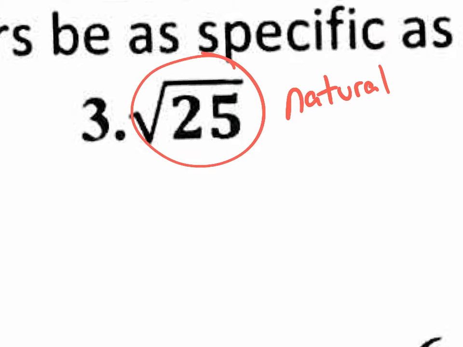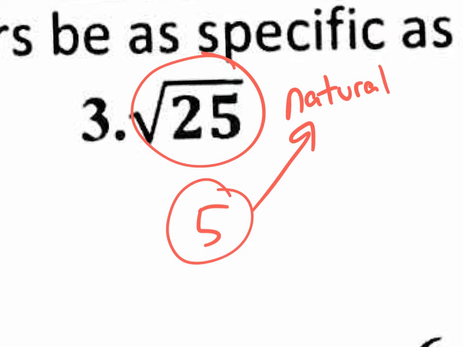What is the answer to the square root of 25? 5. So the number 5, what is that? That's a nice natural number. You learned how to count all the way to 5 when you were young, right? 1, 2, 3, 4, 5. That's natural.